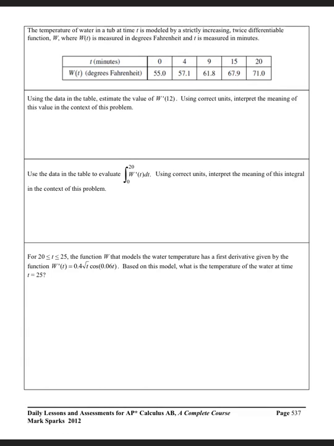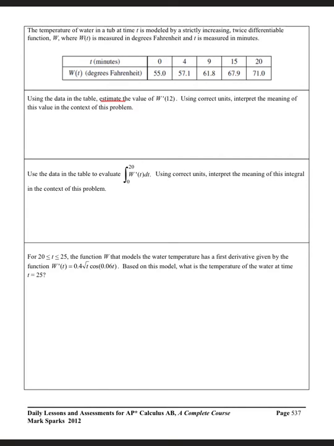If we look at the next one, the temperature of the water in a tub at time t is modeled by a strictly increasing twice differentiable function w, where w of t is measured in degrees Fahrenheit and t is measured in minutes. They've given you a table. Using the data in the table, estimate the value of w prime of 12. Using correct units, interpret the meaning of this value in the context of the problem.